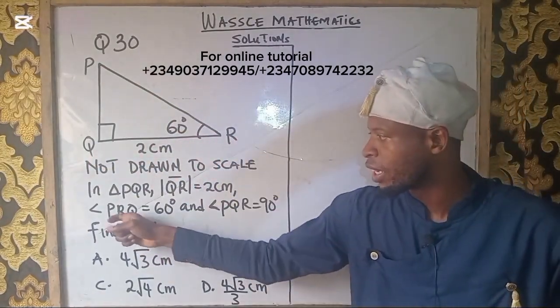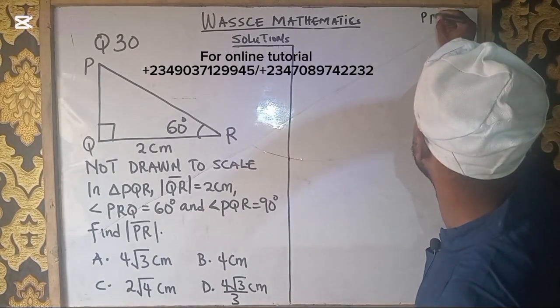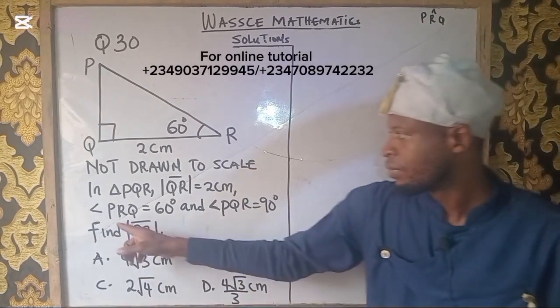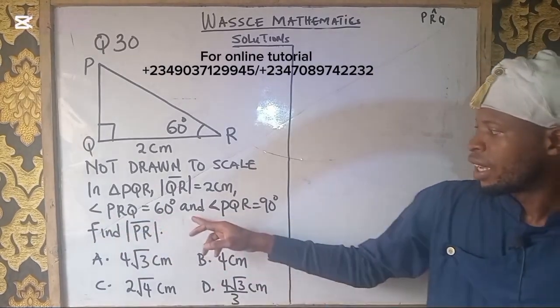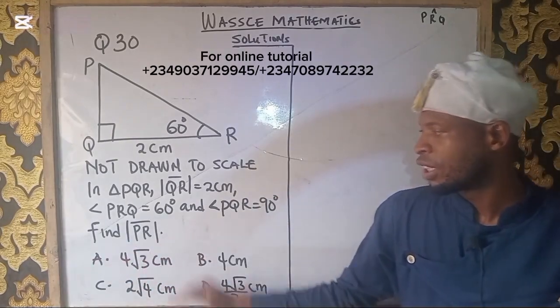You see, this particular angle can also be written like this, and they put something on top like this. It's the same thing as using this sign. Angle PRQ is 60 degrees, and angle PQR is 90 degrees. Find side PR. And these are the options given to us.